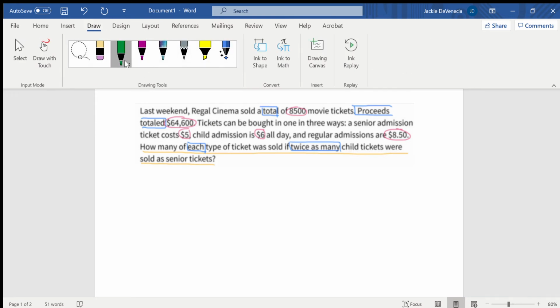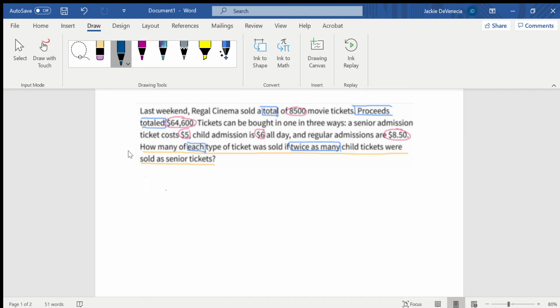No, let's have that in purple. So we have $5, that's the price of a... Actually, let's try to figure this out. How many of each type of ticket was sold? We're trying to find the number of tickets. From that information, we need to find the number of tickets.